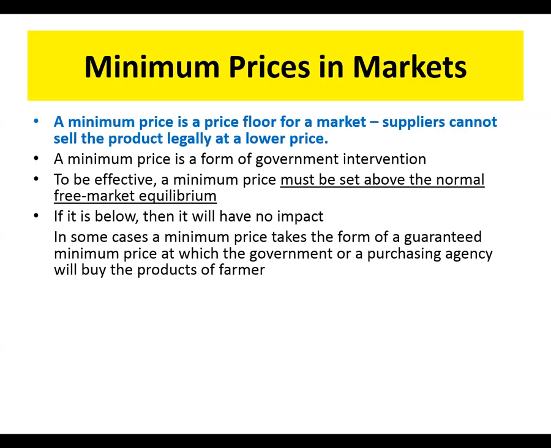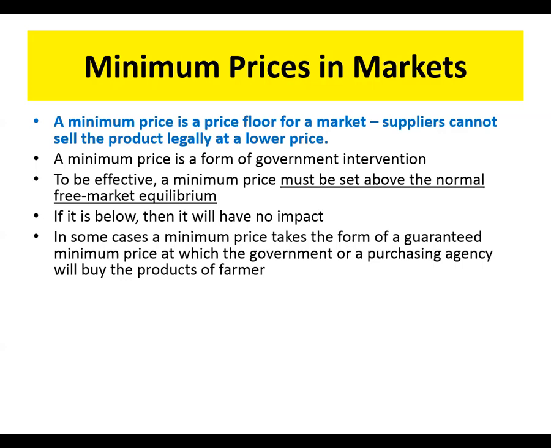In some cases, a minimum price takes the form of a guaranteed minimum price at which the government or a purchasing agency will buy the product from a farmer, for example. So there have been examples in the past where firms have exploited milk production. And the government has stepped in and said, whatever happens in that market, we will ensure that every farmer gets an absolute minimum of 18 pence per litre of milk that they produce.